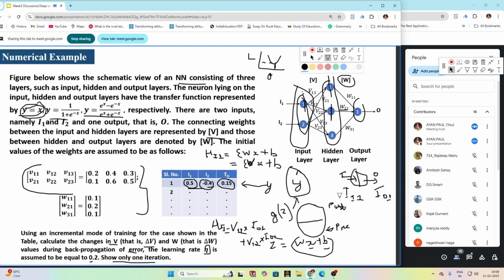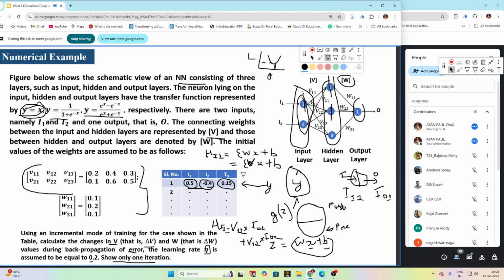So again I am repeating, for this neuron, if I take the input portion of this neuron, that will be equal to sigma wx plus b, right? Here we do not have bias, so let's forget about bias. This b is 0. So we have to do sigma w into x. Now the weight here has been denoted by v. So that is why sigma vx only, or b is 0.